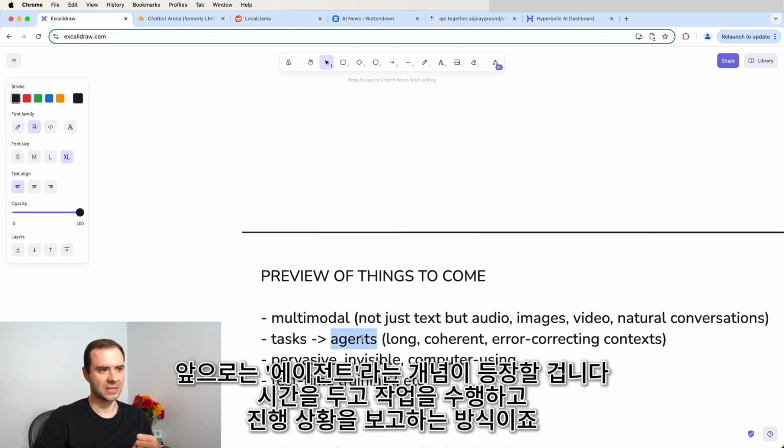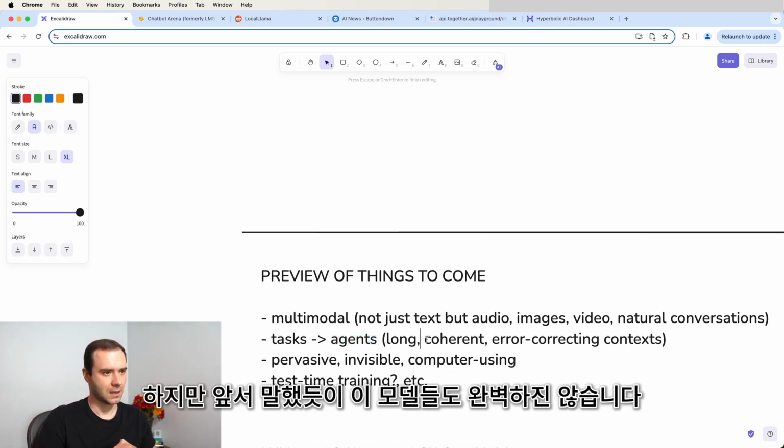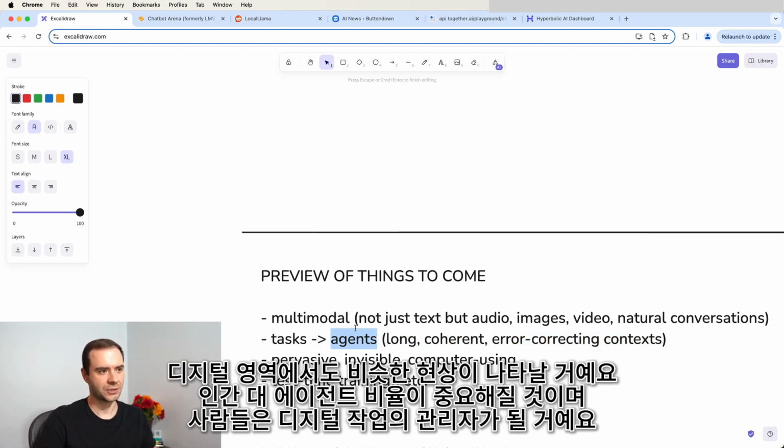But probably what's going to happen here is we're going to start to see what's called agents, which perform tasks over time, and you supervise them, and you watch their work, and they come up once in a while, report progress, and so on. So we're going to see more longer running agents, tasks that don't just take a few seconds of response, but many tens of seconds or even minutes or hours over time. But these models are not infallible, as we talked about above, so all of this will require supervision. So for example, in factories, people talk about the human to robot ratio for automation. I think we're going to see something similar in the digital space, where we are going to be talking about human to agent ratios, where humans become a lot more supervisors of agentic tasks in the digital domain.